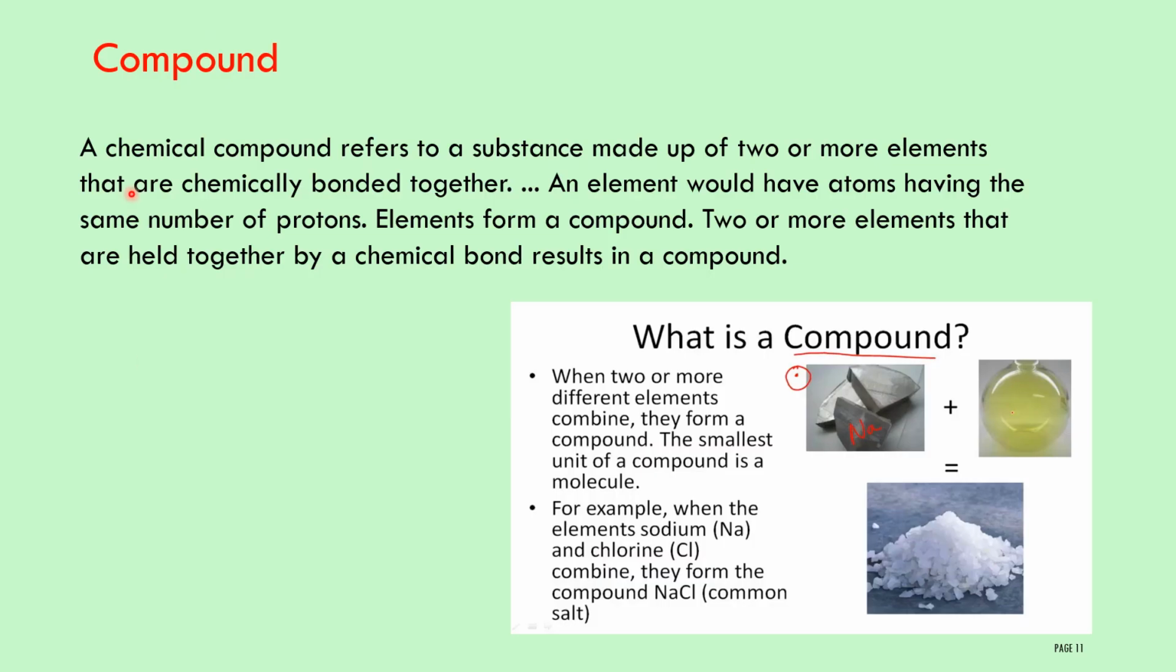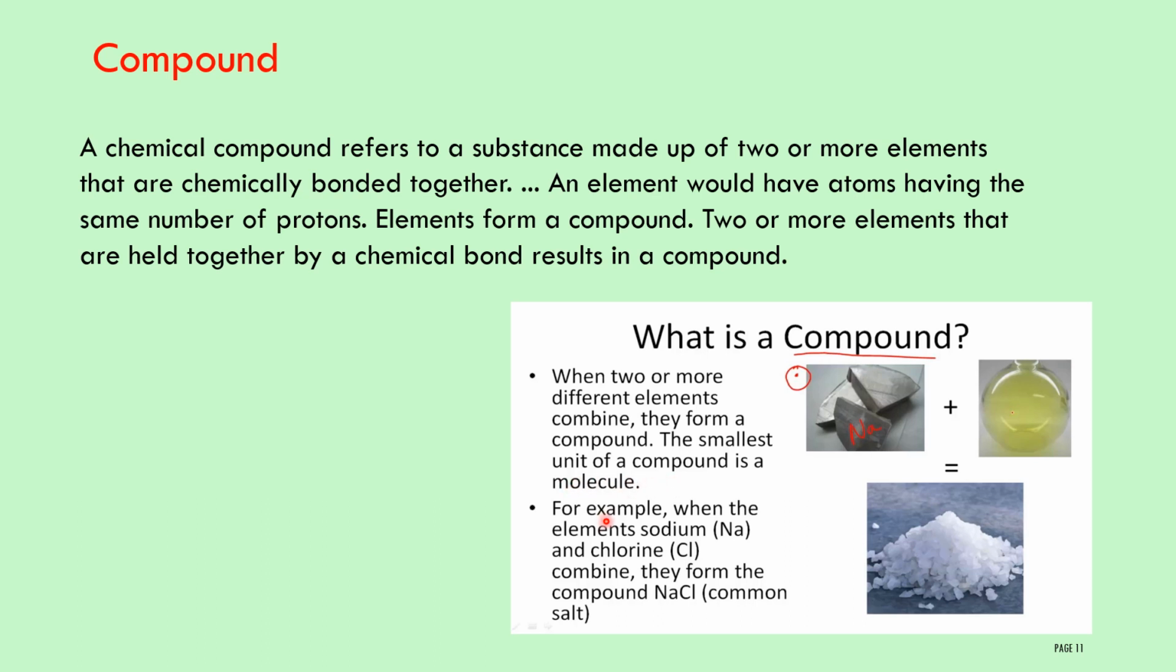Compound. A chemical compound refers to a substance made up of two or more elements that are chemically bonded together. A compound is what you get when two or more elements combine chemically. All atoms of an element have the same number of protons. Two or more elements that are held together by a chemical bond result in the formation of a compound. Listen here, see the example. When two or more different elements combine, they form a compound. The smallest unit of a compound is a molecule.